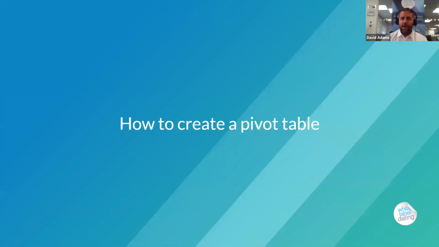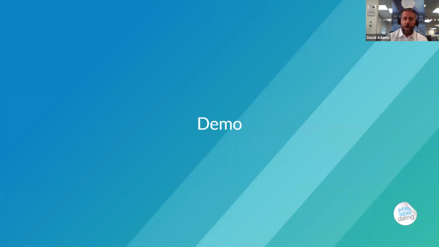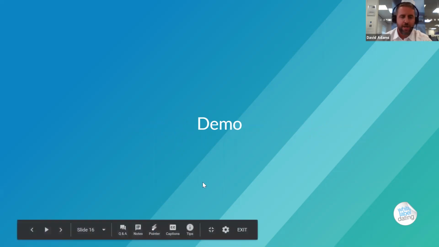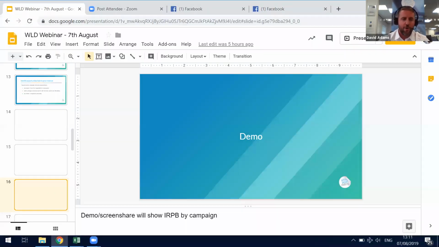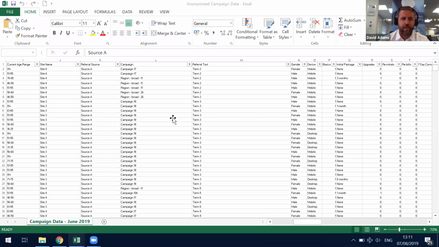So, how to create a pivot table. I'm going to go away from the presentation now and open up a spreadsheet. What we have here is a spreadsheet of data that we've totally anonymized. We've coded up the sources, the campaigns, the keywords, and the site names as well. The reason we've done this is I wanted to use a true data set to be able to give a real life example of how this data can be used.